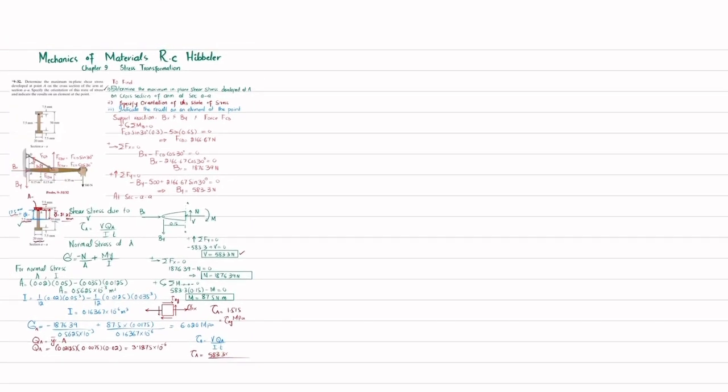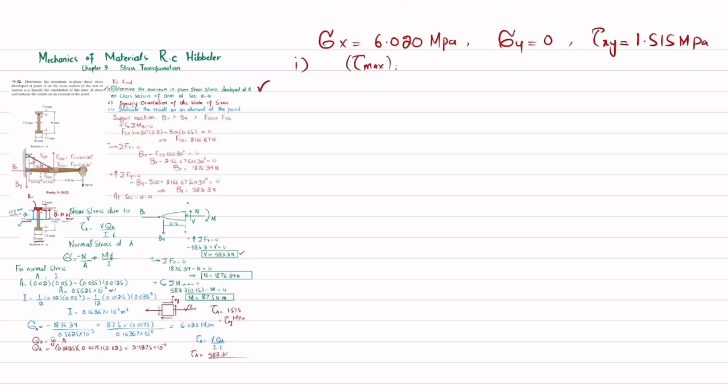Now focus over here, that you can see on this element. Here we have sigma x is equal to 6.020 megapascal. Clear? Sigma y is not available, so it will be 0, and tau of xy is 1.515 megapascal. In part first, we have been asked to determine the maximum in-plane shear stress. So maximum in-plane shear stress at point A.